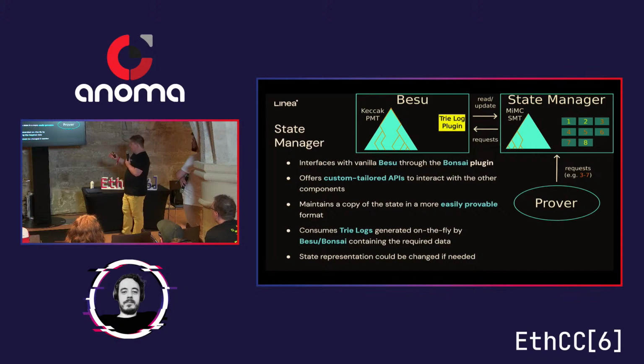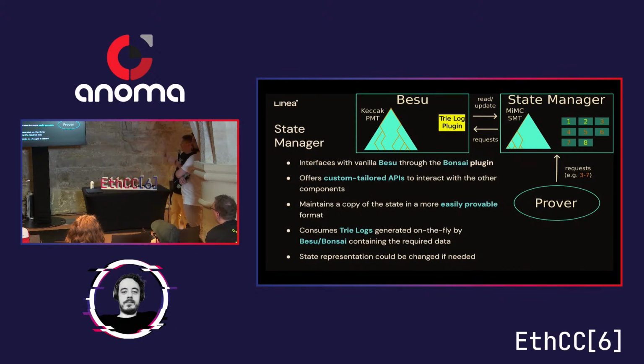Concretely, though, there is still a Patricia Merkle tree in the background. As I said earlier, we're using Besu as our execution client, and Besu uses the standard Keccak-based Patricia Merkle tree. We have a plugin, based on Bonsai, that produces these trie logs that are then passed on to the state manager. So all the accesses that are made to the state, all the changes potentially made to the state, are passed on to the state manager, which produces the data which will later be required by the prover, such as all these Merkle paths I was talking about.